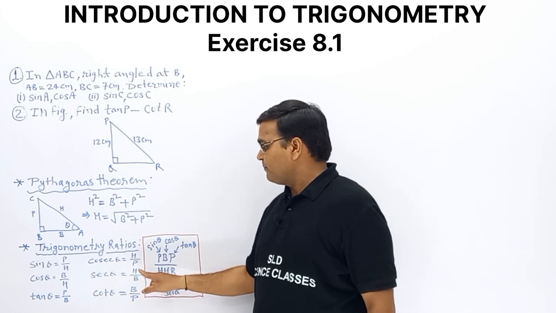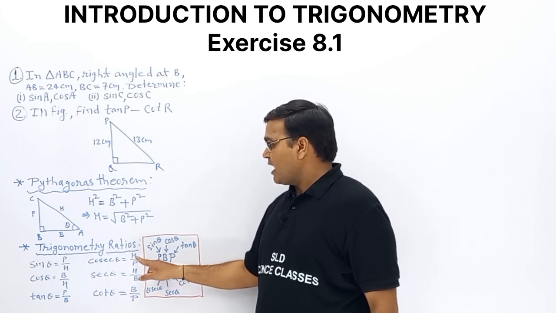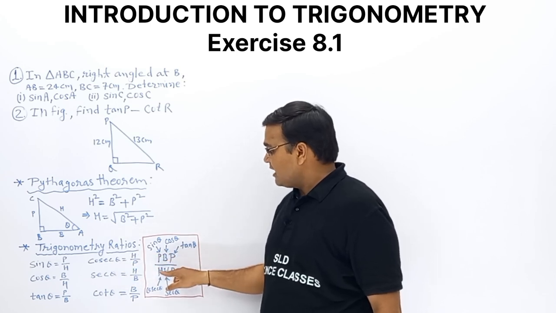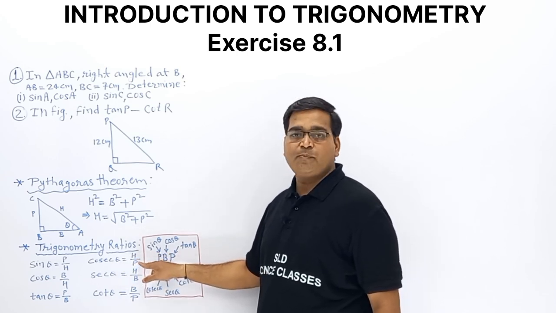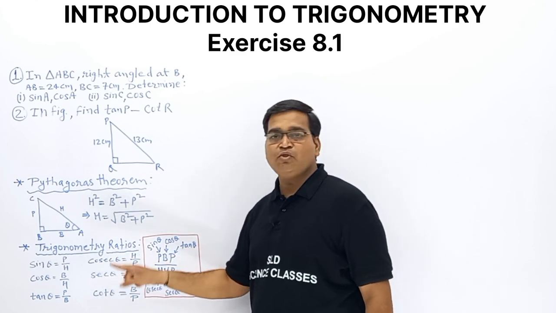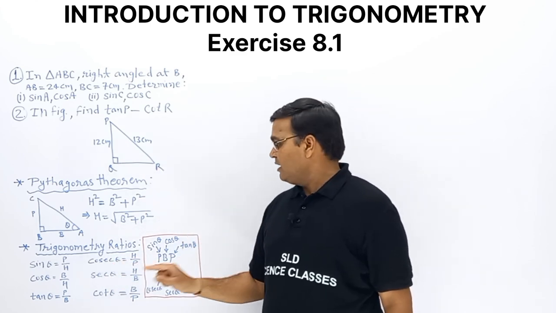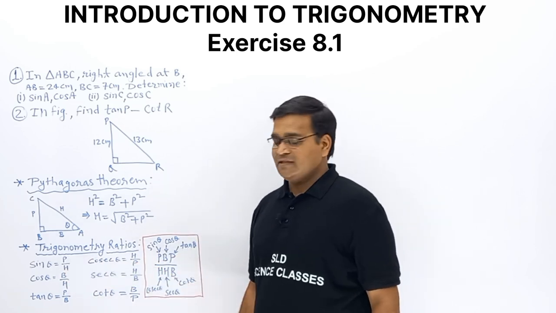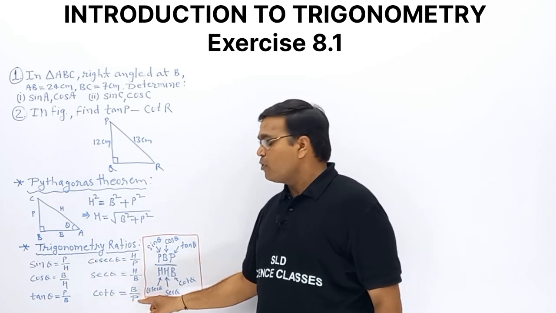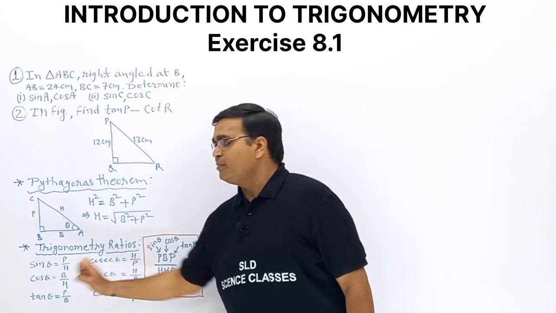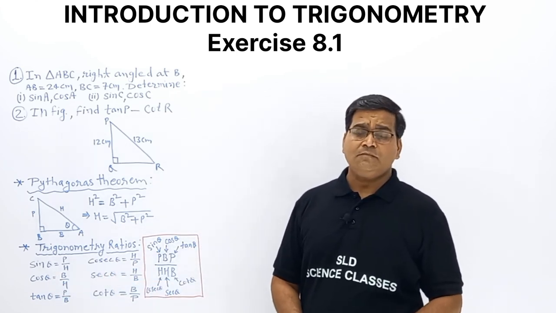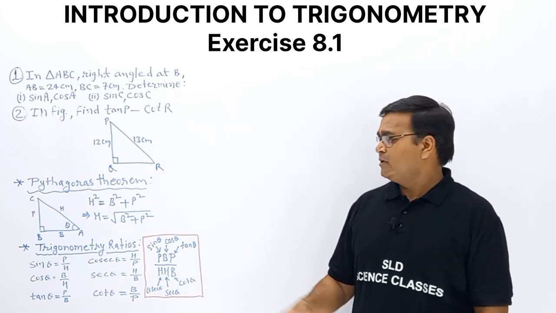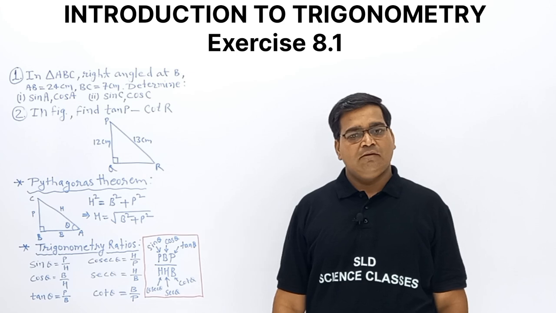What about sec theta? H upon B, hypotenuse upon base. Cosec theta is H upon P, hypotenuse upon perpendicular. Sec theta is 1 upon cos theta, its reciprocal, H upon B. And cot theta is base upon perpendicular, the reciprocal of tangent theta. So, in these questions, we want these trigonometry ratios.